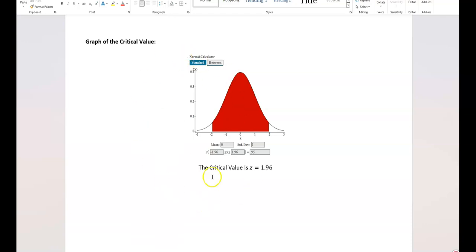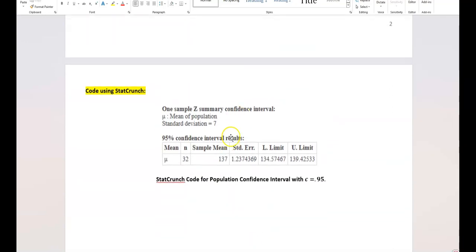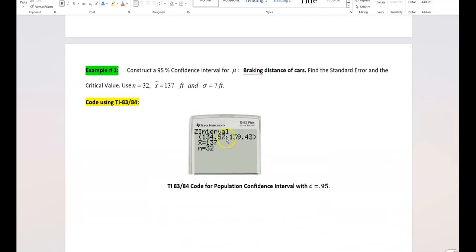This is just how it's supposed to look on your project, meaning the picture, some sort of a title, and then if you're using StatCrunch, the picture, some sort of a title, and also if you're using the calculator, some sort of a title. That's actually it. Once again, 3 pictures for this lab.